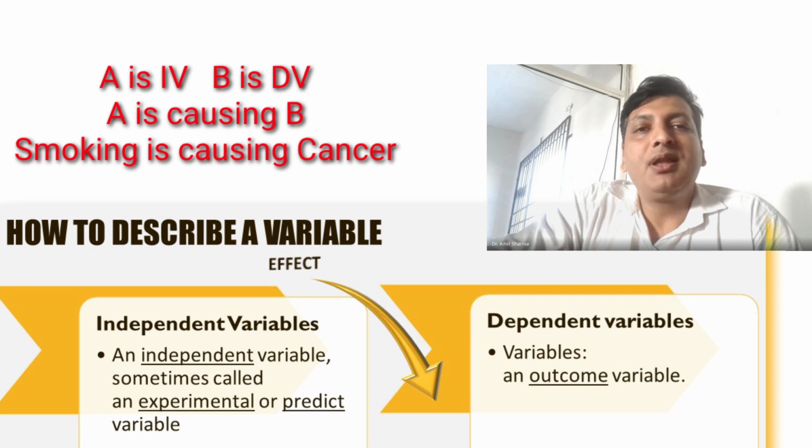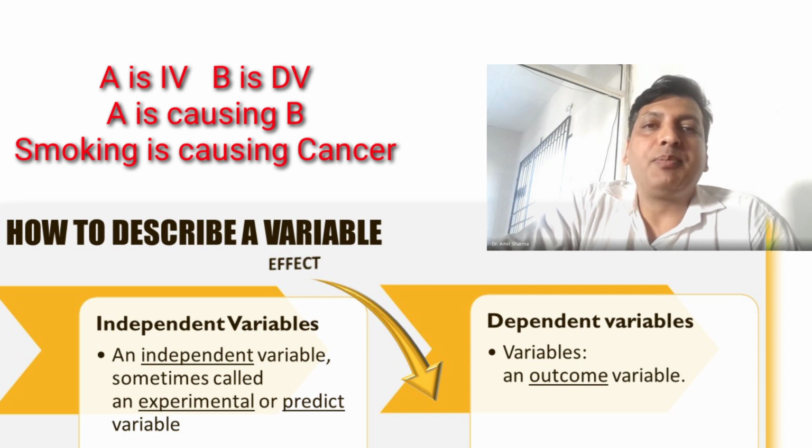If I take one more example, A we can take as smoking and B as cancer, and our hypothesis is that the prevalence of cancer is more amongst smokers. That means if the person is a smoker, he will be suffering from cancer. This is our hypothesis, and if we want to prove or justify this hypothesis, we need a statistical test. So in this video, I am going to discuss how to choose a different statistical test.